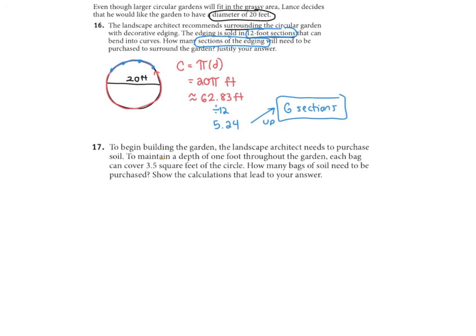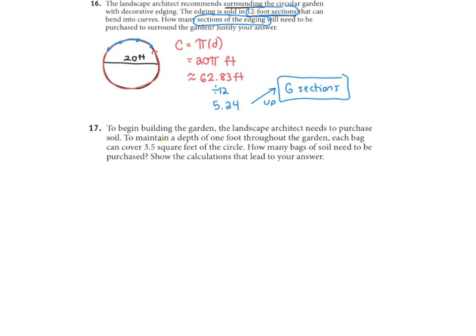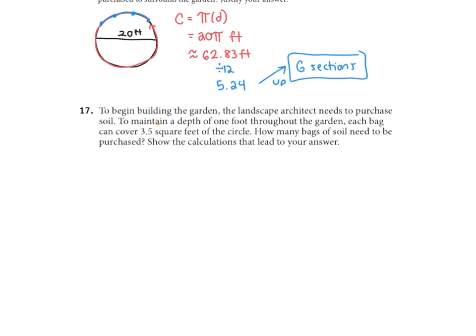A second example, again, remember, this is all about budgeting for this landscape architect here. So now Lance has decided he's ready to build the garden. He knows how much edging he needs. He knows what size it's going to be. He now needs to fill the inside of the garden with soil, okay? He knows that each bag of soil can cover 3.5 square feet of the circle. We need to know how many bags of soil he can buy.